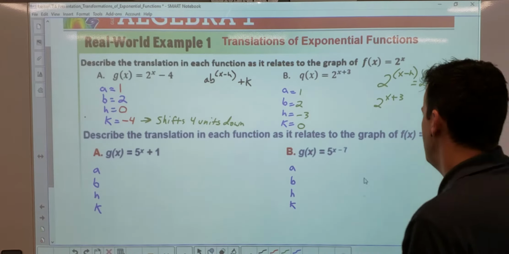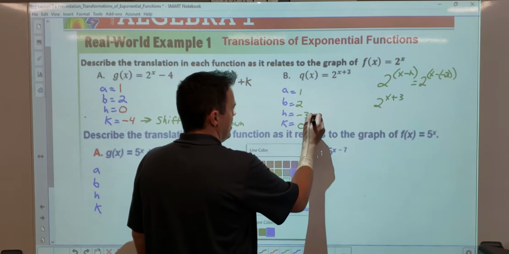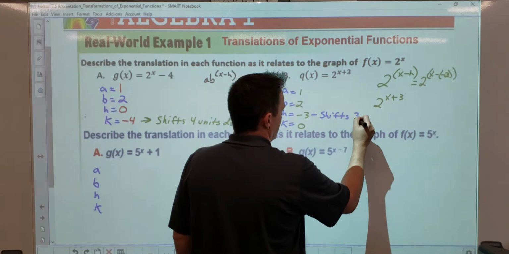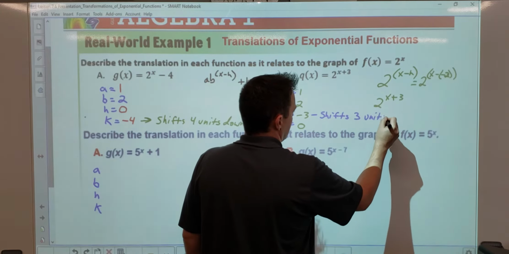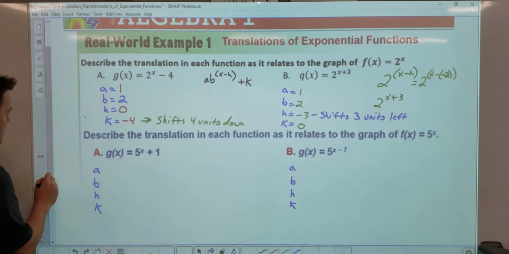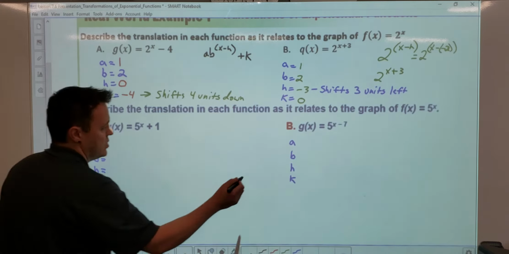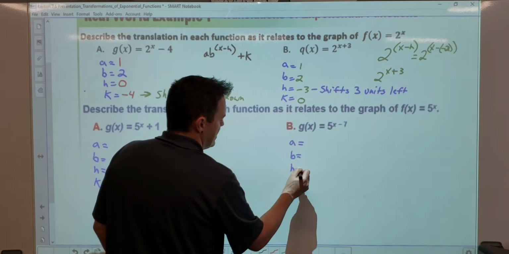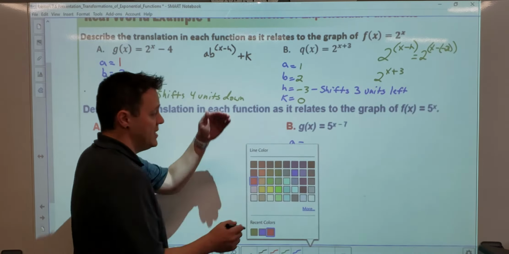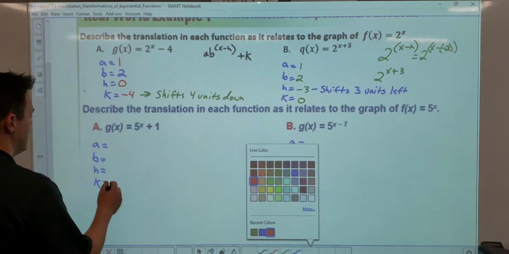Okay, so on your notes, put shifts 3 units left. Okay, and from this predecessor, we're going to finish this off. I'm going to blow through these. If you struggle through this aspect, rewind the video and find out. But based on our knowledge, the k value shifts things up and down vertically, and the h value shifts things horizontally. So that's what we need to know.